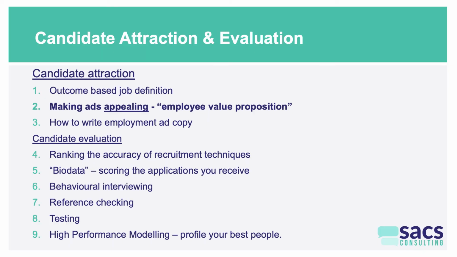The next videos that we run in this series will relate to the further task of candidate attraction. We're going to be talking about how to make job ads appealing. And we'll be talking about a thing called an employee value proposition, which I'm sure you've heard of before. We'll be getting very specific about that. And then we'll go on to talk about how to write employment ad copy before going on to candidate evaluation. Join me for the next video where we'll be talking about how to make job ads appealing.